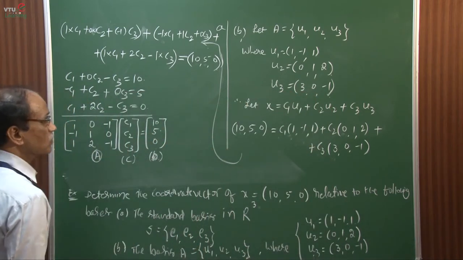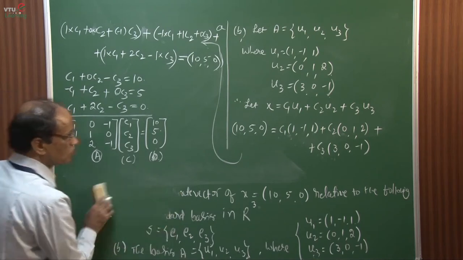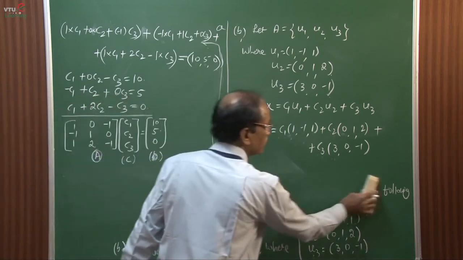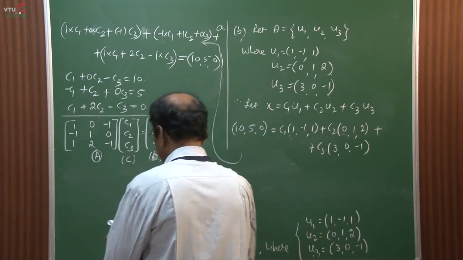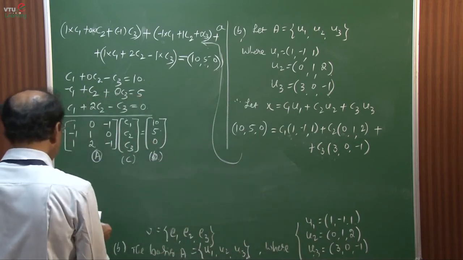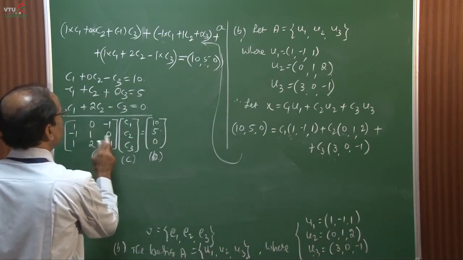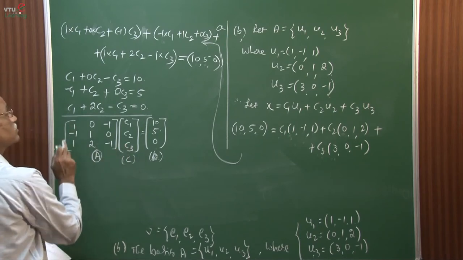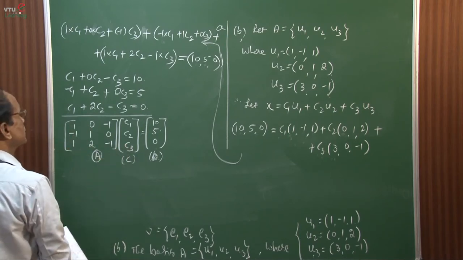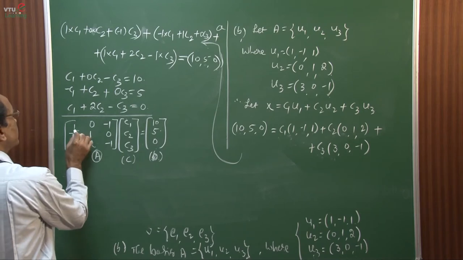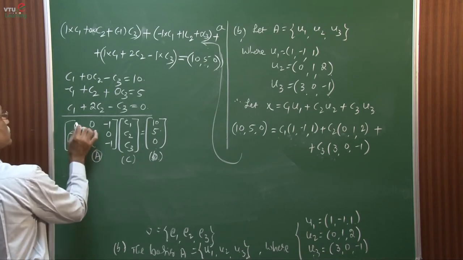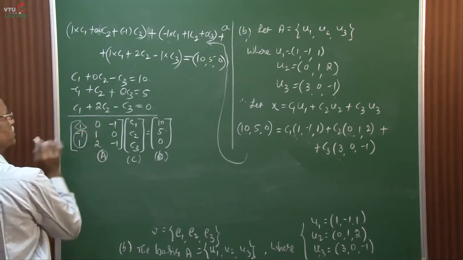So, determine the coordinates of this. Here you have to calculate the values of C1, C2 and C3. As a result, if you obtain the values C1, C2, C3 by solving these equations, that means you can write these values by the elementary row operation with this.